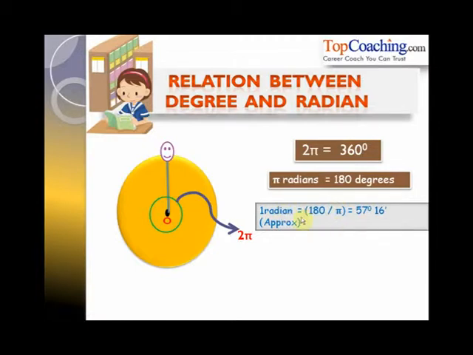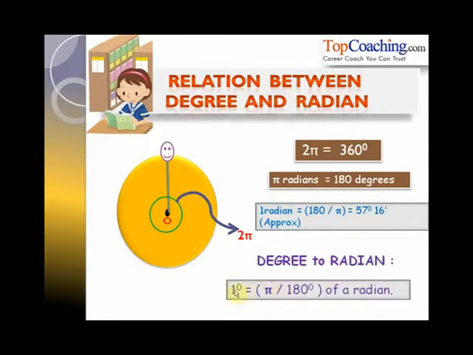Now this is conversion of radian into degree. What about the conversion of degree to radian? For that, the relation is 1 degree is equal to pi by 180 of a radian. Simply, the basic relation is pi radians is equal to 180 degrees. This relation can be used to convert an angle in degree form to radian form or vice versa.